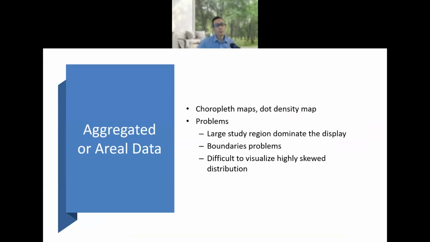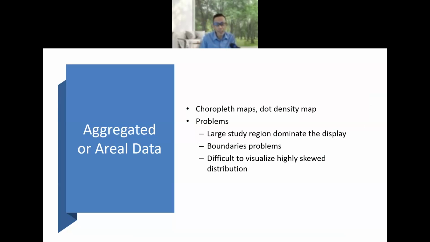Right. And then you can plot choropleth, not chloropleth, choropleth, bukan Clorox juga, choropleth maps or dot density maps. Cumanya, aggregated or aerial data ni is biased when you have a large study region.